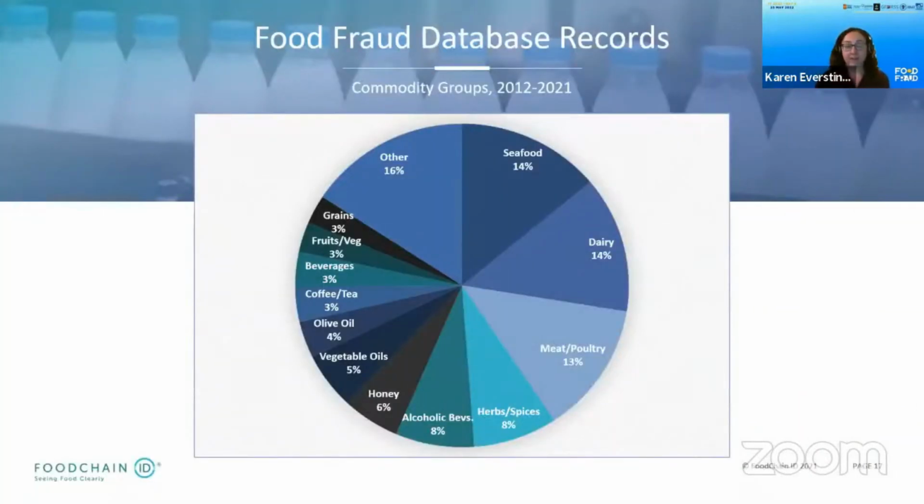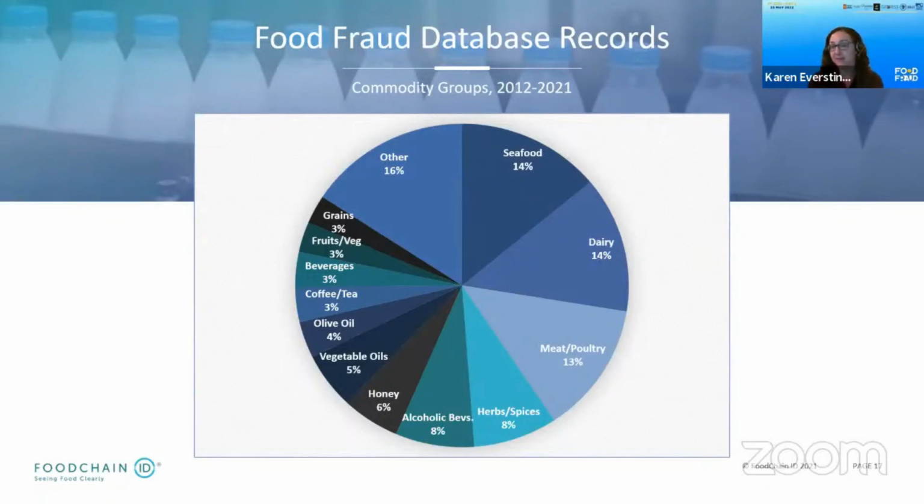If we look at the most represented commodity groups in the system, and again, this is based on our lens of looking at this problem, so you will see different numbers represented in different places, but through the lens that we view things, seafood and dairy products usually go back and forth for the most prevalent number of records, followed by meat and poultry.